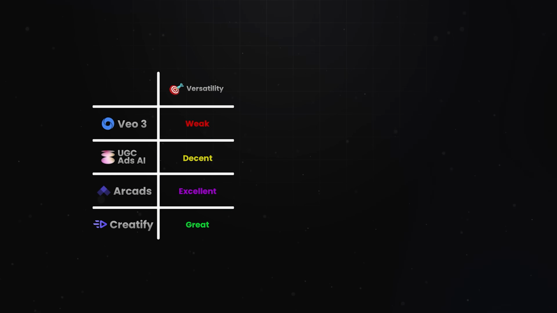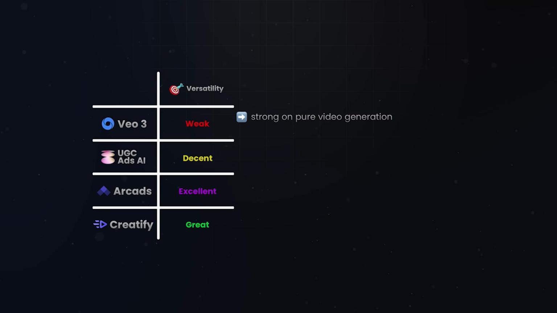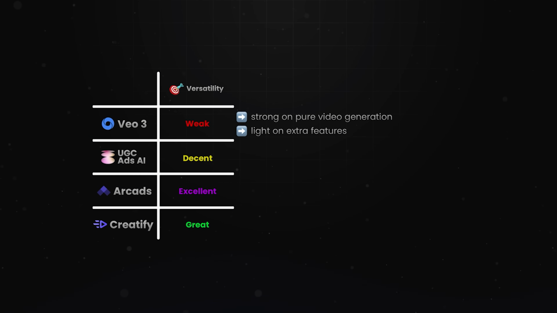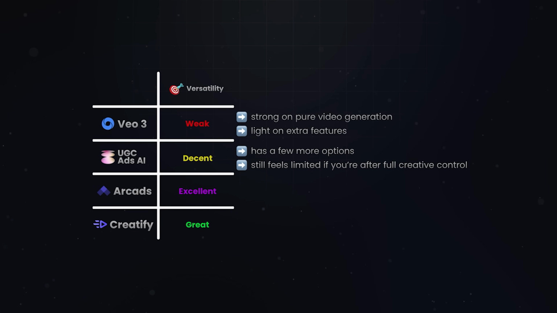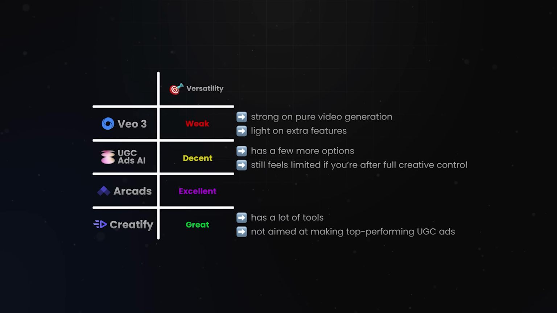Alright, so Google VO3 is strong on pure video generation, but light on extra features. UGC Ads AI has a few more options, but still feels limited if you're after full creative control. Creatify throws in a lot of tools, but not all of them are really aimed at making top-performing UGC ads. And then ArcAds, which in my opinion, brings the best mix of quality, realism, and flexibility, making it the clear winner here.